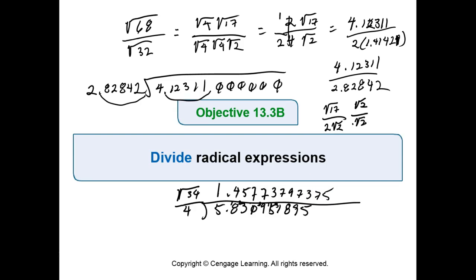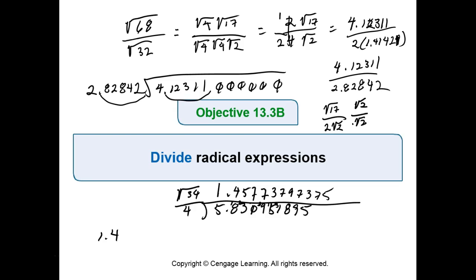I may have made a mistake here. Would someone tell me what you got when you did this division? 4.12311 divided by 2.82842. Someone do that? Please tell me yes. 1.4577. You got the same answer. Okay, I probably messed up something. But the deal is, there.